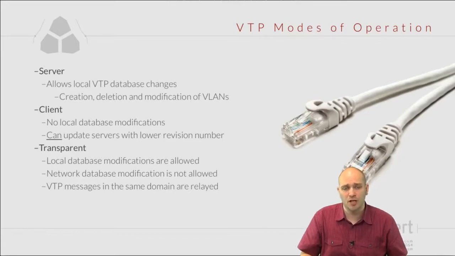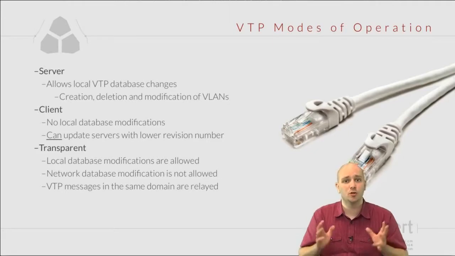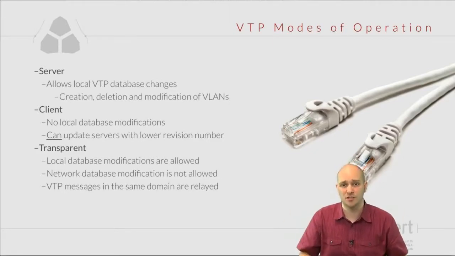In server mode, you are able to make local changes to the VTP database. In other words, you can create and delete and modify the VLANs on the switch itself. When this modification happens, the switch is going to use the VTP messages to inform other switches about this change. Servers also allow for network-based configuration change, which means that when they actually receive a message that has a higher revision number, they are going to update their database according to the contents of the received message.